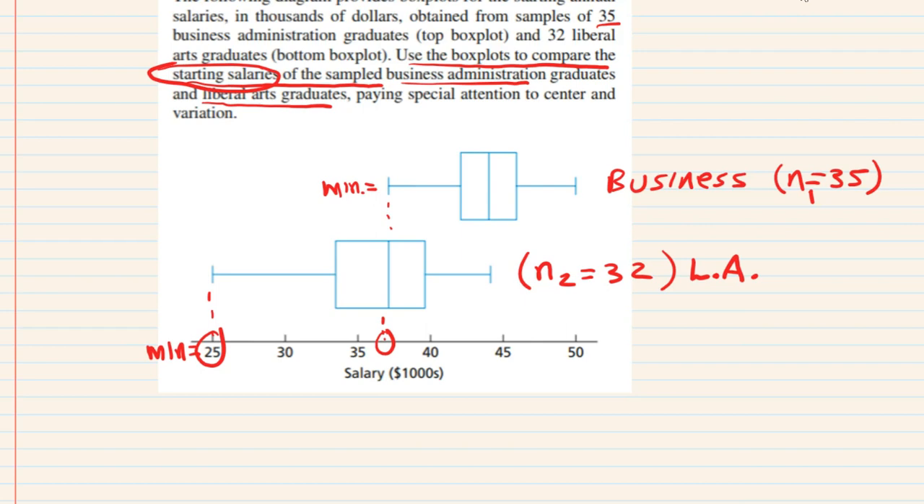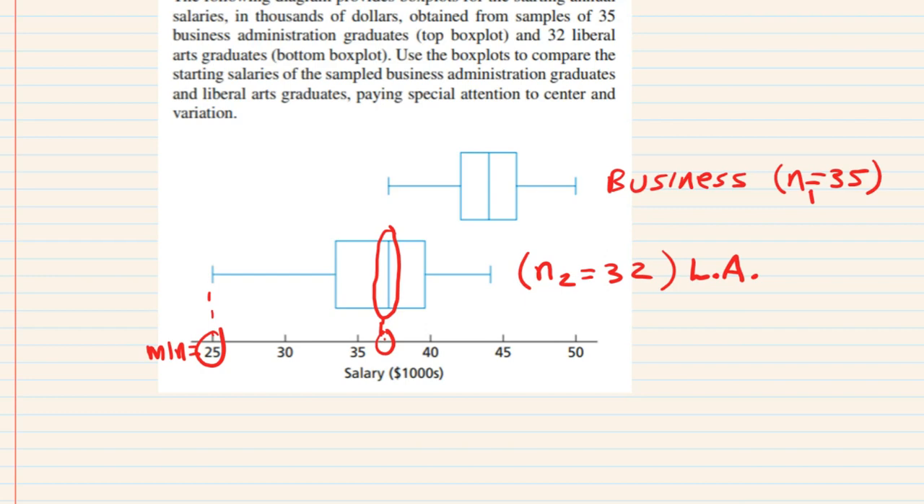Now, the other thing interesting is this. The minimum starting salary for a business major is almost identical to the median of a person with a liberal arts degree, right? That's interesting. Whoever is hired with a business degree, the minimum they get paid is better than what 50% of the liberal arts majors make or earn.